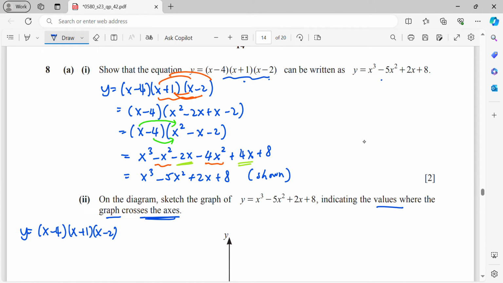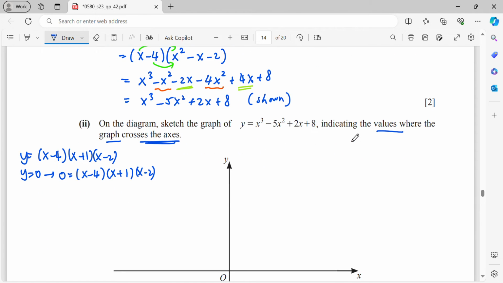So now, when y equals 0, it means 0 equals the multiplication of these three factors, which means each factor will be 0. So when the first factor, x minus 4, is 0, that means x is 4. Then when x plus 1 equals 0, x is minus 1. And lastly, x minus 2 equals 0, so x is positive 2. So at these three x values, y will be 0.